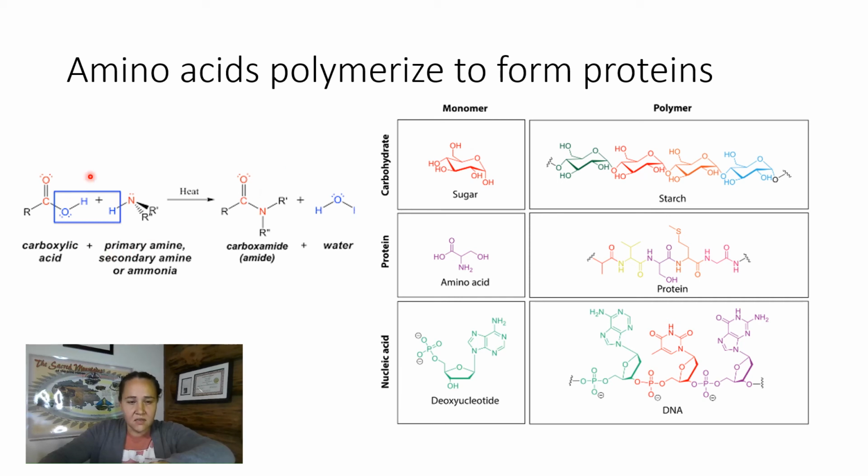So this is a reaction from your book where they show a carboxylic acid reacting with an amine. If you add heat to this reaction, you generate an amide and a water molecule. This is what is considered a condensation reaction.